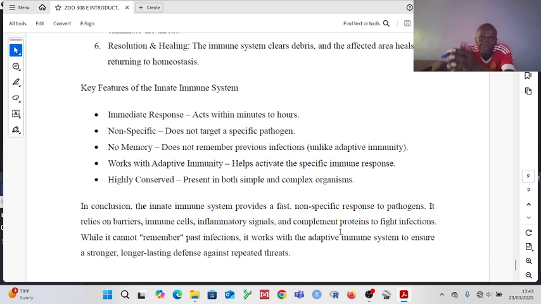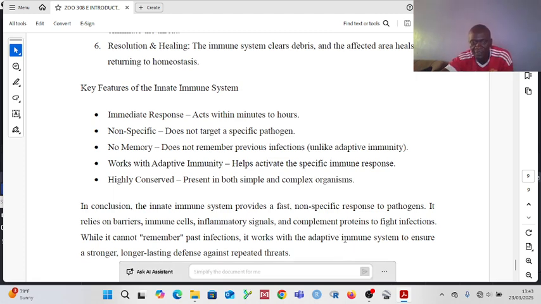So that brings me to the end of the innate immune system, but now it ushers me into the adaptive immune system. And that is now coming up in our next video. So listen to this, read through the notes. After you've understood this, then now look out for the next one, which will be talking about the adaptive immune system. Thank you very much.